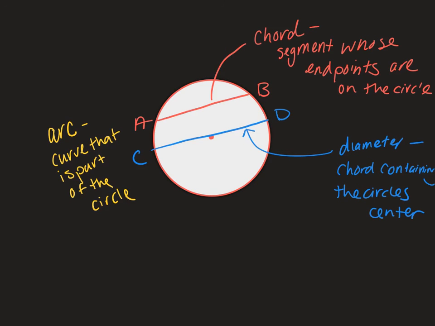Okay, and then lastly we have an arc. An arc is just a curve that's part of the circle. So like this part here that I'm going over in yellow, right, would be arc AB. To write the name of that arc, it's just AB with a little arced line over top of it, right? Chords and diameters are still segments, so you write them the same way. So you have AB with a line over it, diameter is CD with a line over it. But an arc would be any curved part of the circle.